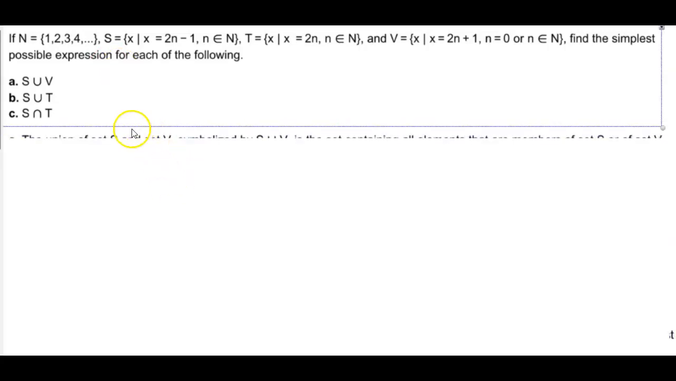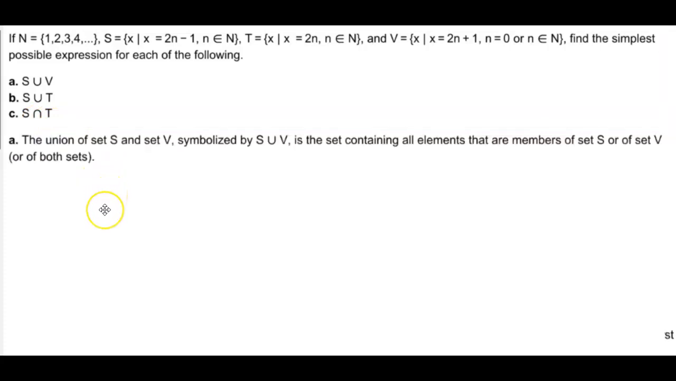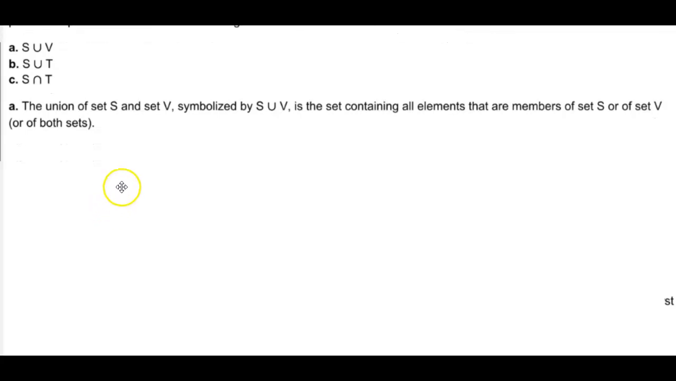Okay, so we want to find S union V, S union T, and S intersection T. Now the union of set S and set V, symbolized by S union V, is the set containing all elements that are members of set S or of set V or both sets.